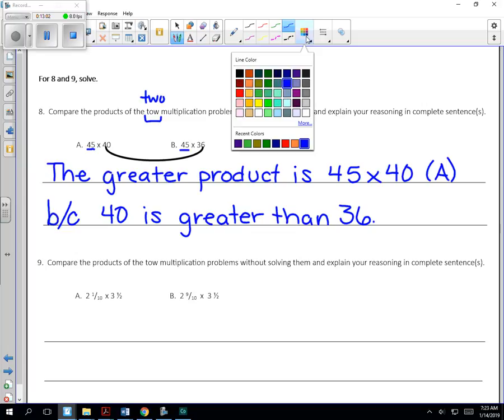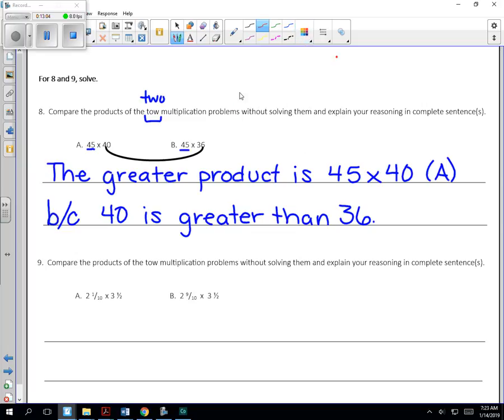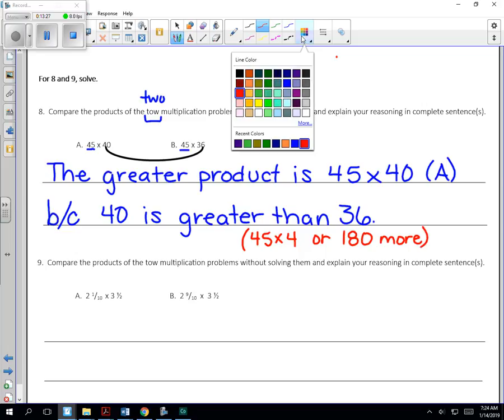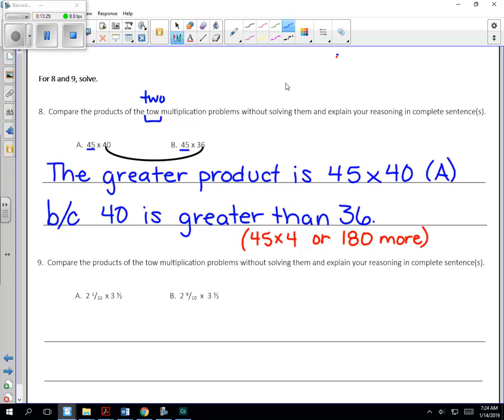Okay. How much more would the product be? Again, this would be a bonus question. This isn't something I expect you to understand quite yet. How much more than? It would be 45 times 4 more than. Or we can do this multiplication in our head. 45 times 2 is 90, and then we're going to double that again since it's times 4, or 180 more. Okay? All right, let's finally look at number 9.